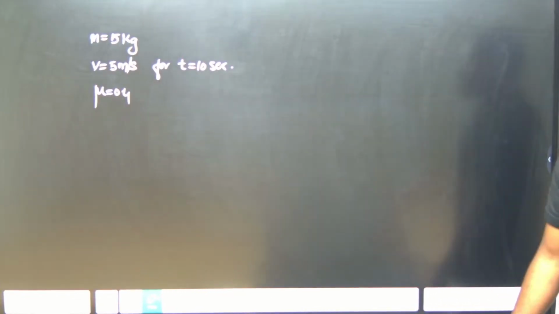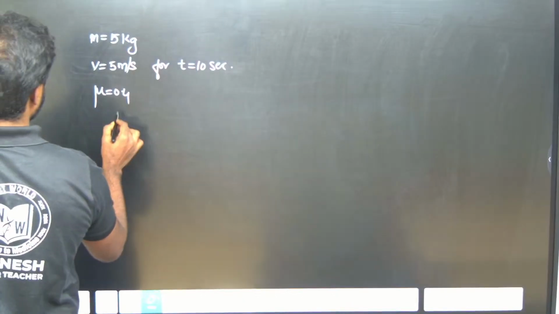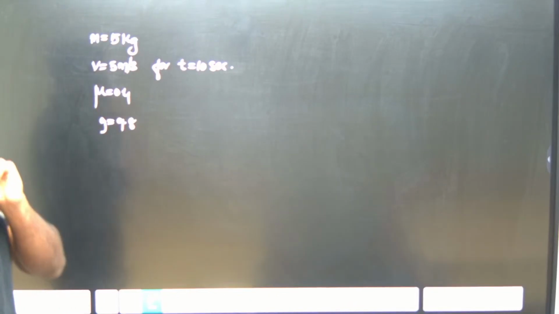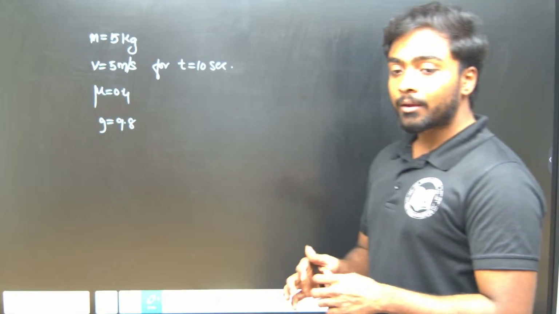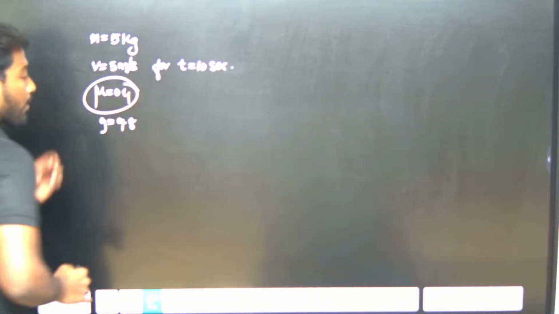So what is the work done? And one more thing they have given: use g equals 9.8. This is what they have given. Now what is the work done they are asking? They are asking the work done by the friction. Mu they have given.